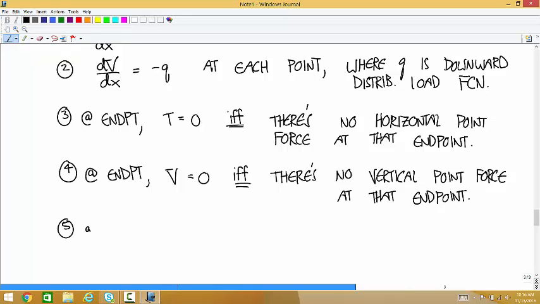Fifth, at the endpoints, M is equal to 0 if and only if, what's this one going to say? No point couple. Yep, exactly. There's no point couple at that endpoint.